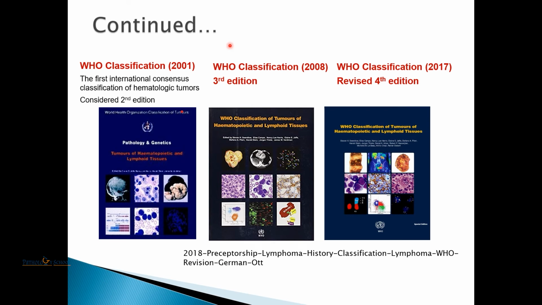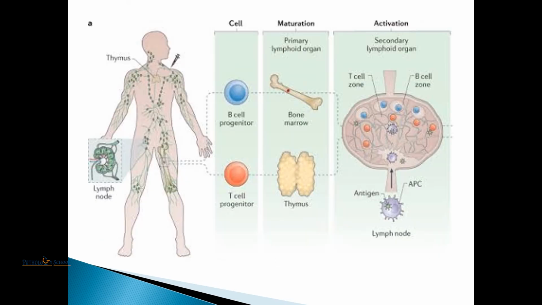Now coming to the WHO classification, in 2001, the first Blue Book of WHO classification was published, which was the second edition. In 2008, the second book of WHO was published, which was the third edition. And the most recent one was published in 2017, which was the revised fourth edition.